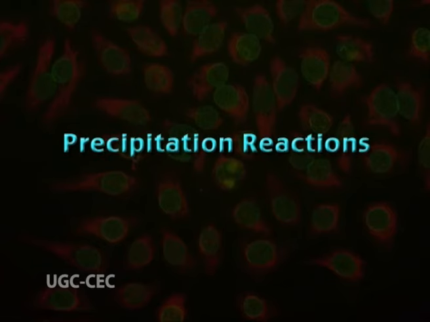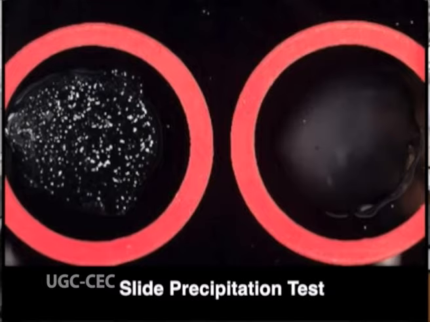Precipitation reactions: slide test. A drop of antigen suspension and antiserum is placed on a glass slide. They are mixed to facilitate the immune complex formation. If the antiserum contains antibodies against the antigen used, immune complex will be formed. Example: VDRL test for the diagnosis of syphilis. This is the qualitative test for the diagnosis.